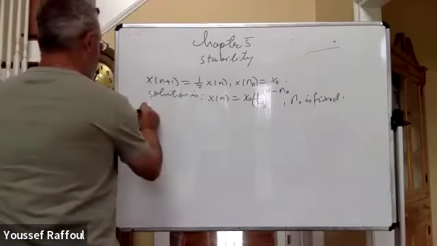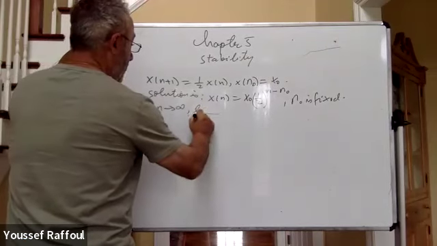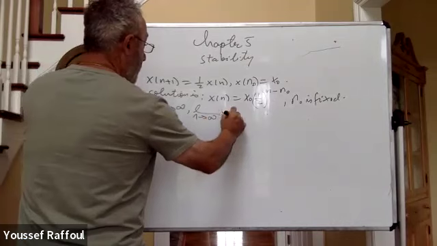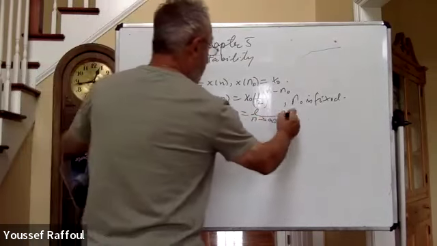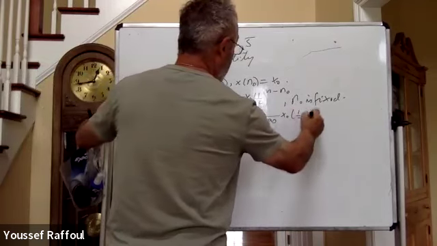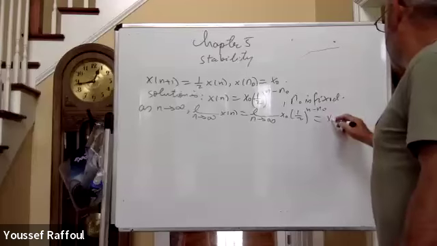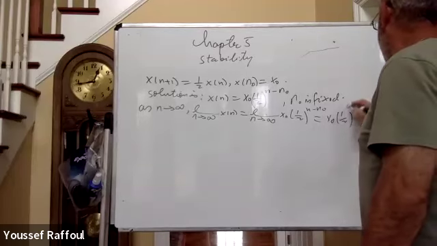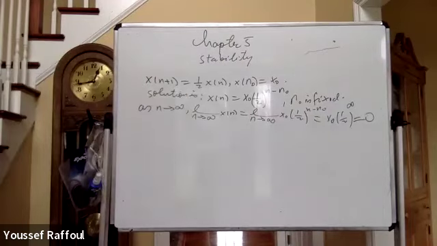And as n goes to infinity, the limit as n goes to infinity of x(n) equals the limit of x0 times 1/2 to the power n minus n0, and that is x0 times 1/2 to the power infinity, and that is 0. So the solution goes to 0. All right.